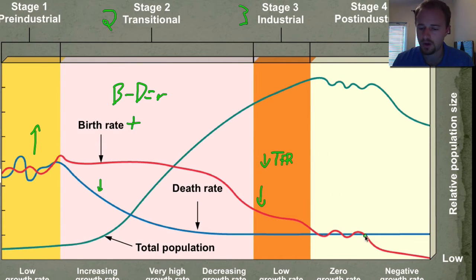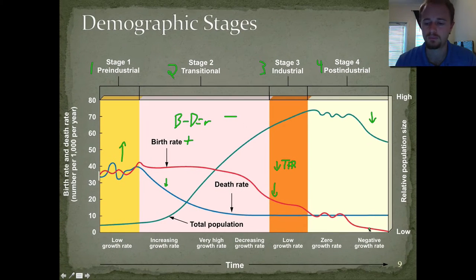Eventually, you get to a point where the birth rates come down even farther than the death rates, and if you have a negative value here, what's happening to your growth? That's when, in a post-industrial society, your population size starts to decrease, where your births are lower than your deaths.